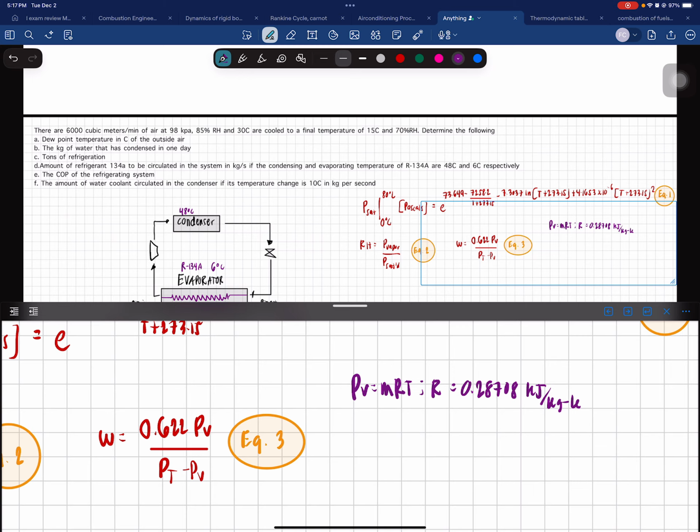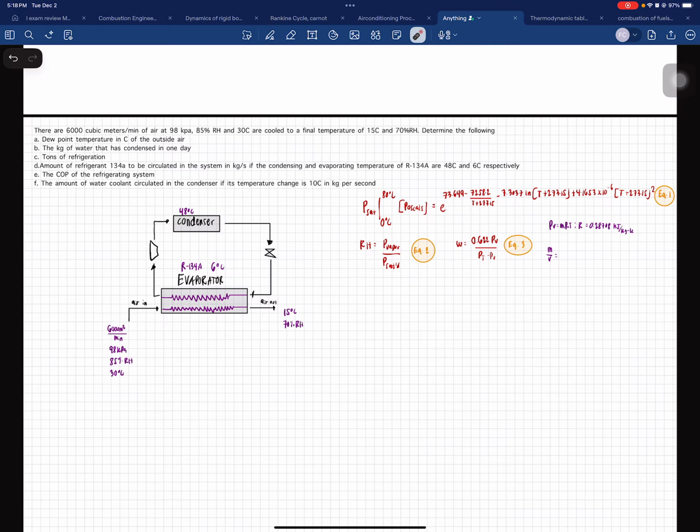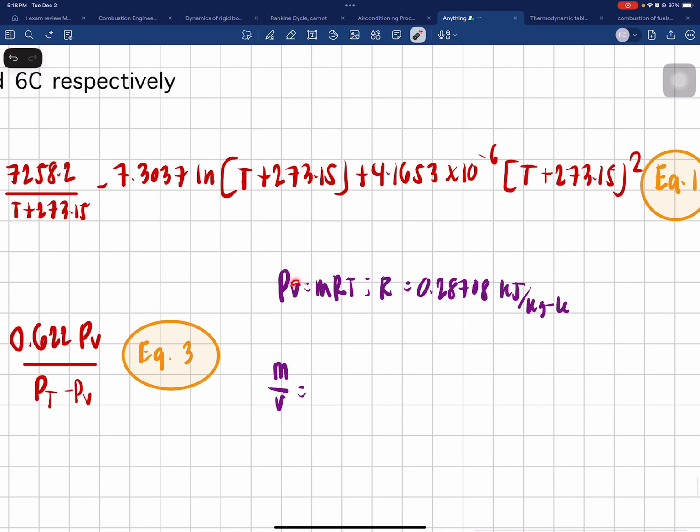So if we want the density, if we rearrange the equation, put the V under, we will have m over V. You put the V here, and then you put the RT under, and then you'll arrive at this one. So m over V equals P over RT.